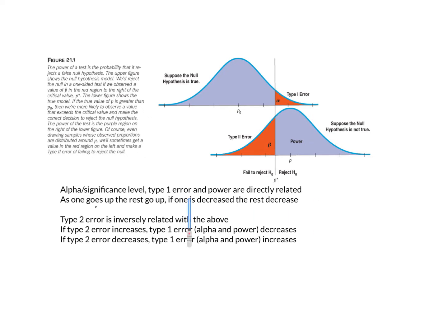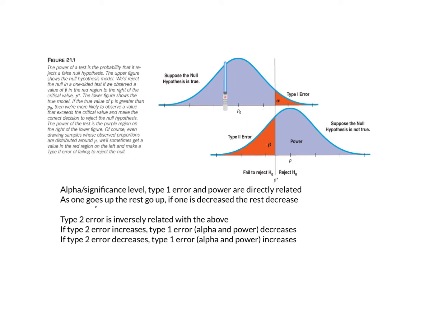So I have it written here. Alpha, significance level, type 1 error. Alpha is the significance level, so you have to know those by both names. And the power are directly related. That means as one goes up, the rest go up. And if one goes down, the rest go down. If one is decreased, they all decrease. If I increase one, I increase all the rest of them.